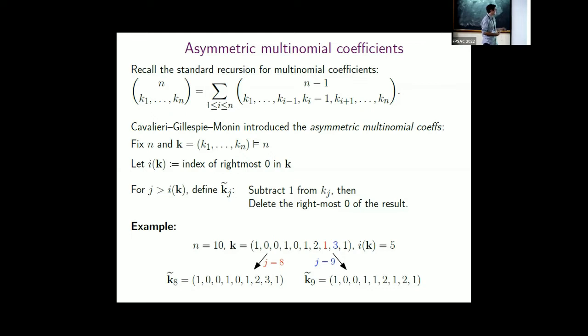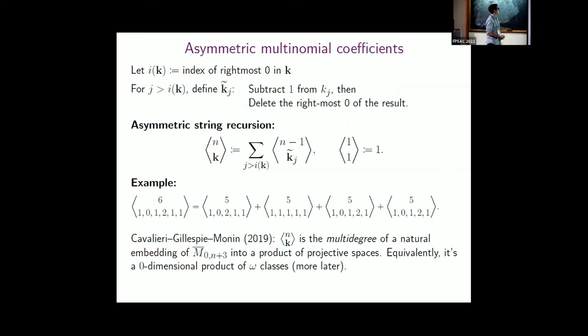So here's an example down here with n equals 10. I of k is 5, the position of the rightmost 0. And the red is j equals 8. Since that entry is 1, we would delete that entry, because we subtract 1 from it and then delete the rightmost 0. For j equals 9, well, that's a 3, so that's greater than 1. So we would subtract 1 from it to get 2, and then we would delete the rightmost 0 in the 5th position.